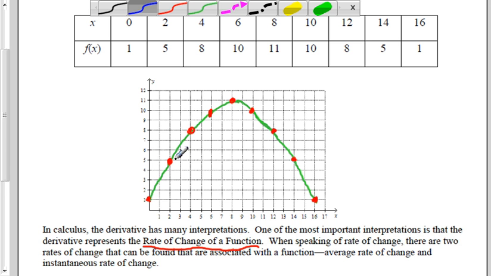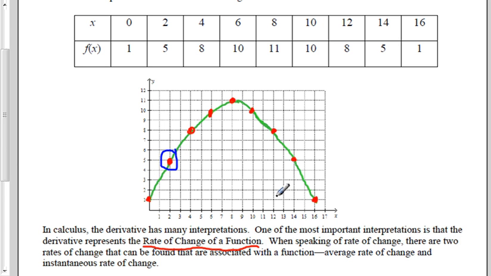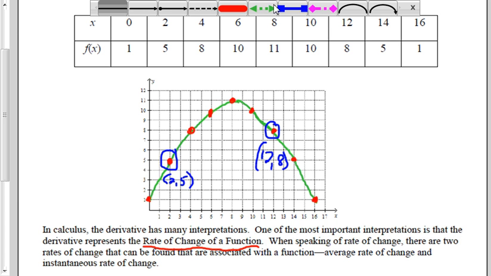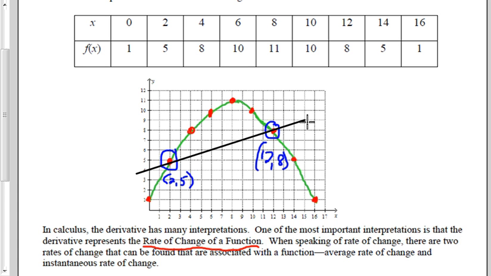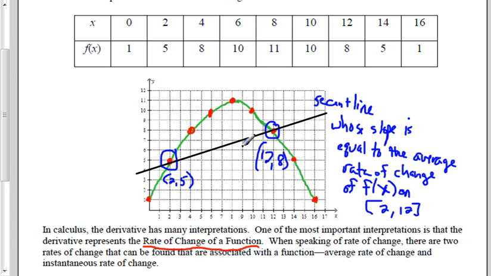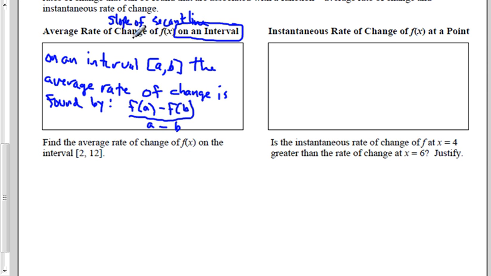So to do that, point 2 is right here. Point 12 is right here. And again, this is (2, 5), and this is (12, 8). And so the average rate of change, what we're actually going to find out is that this is the secant line, whose slope is equal to the average rate of change of f of x on the interval from 2 to 12. So this average rate of change of f of x on an interval, which is going to include more than one point, is the slope of the secant line.